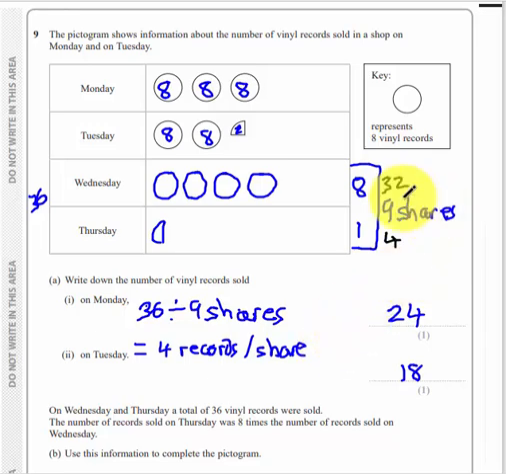In terms of marks, identifying there's 8 shares and 1 share will get you 1 mark. 32 and 4 has to be seen for the second mark, and the correct circles drawn for the third mark. If they see the correct circles drawn, you would get all 3 marks.